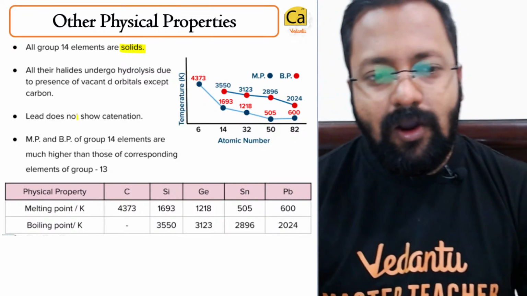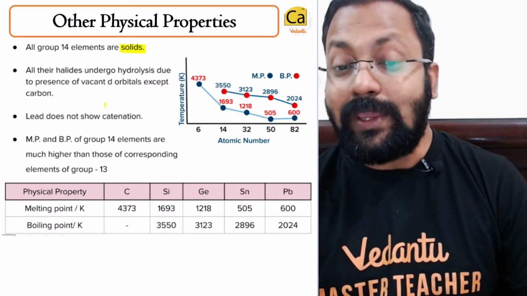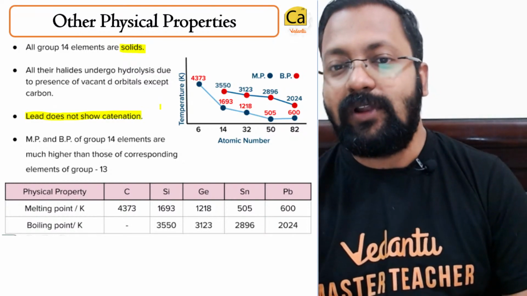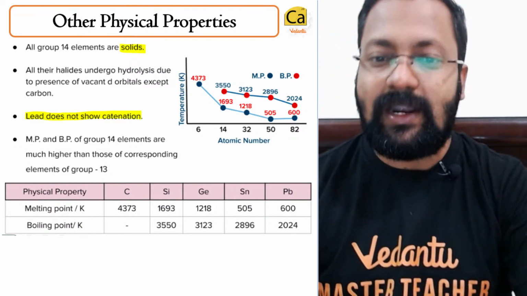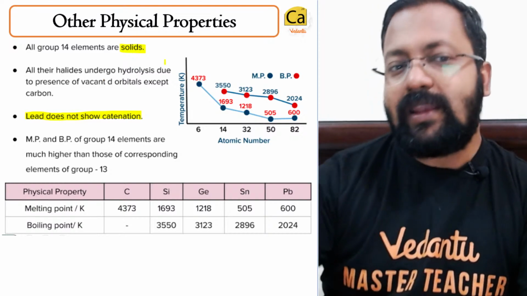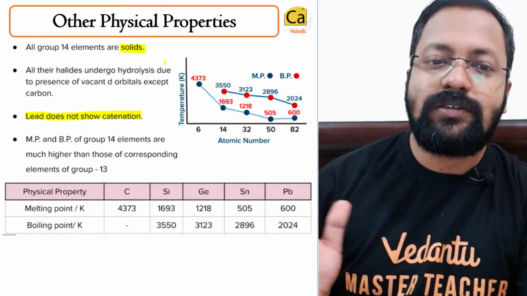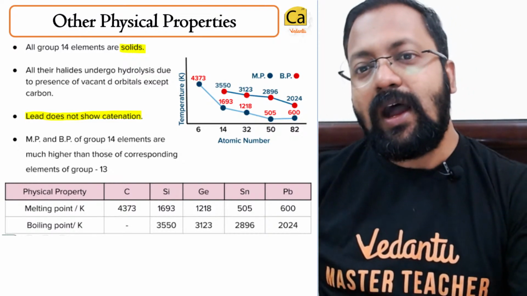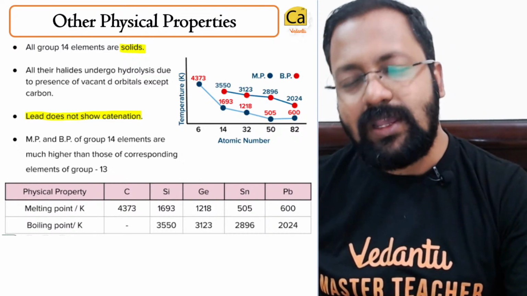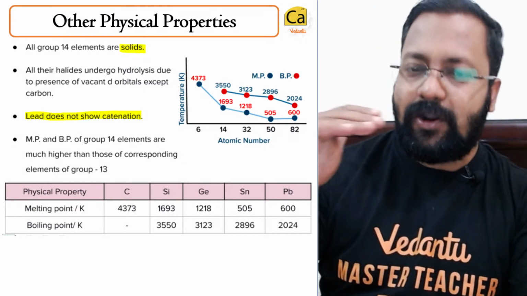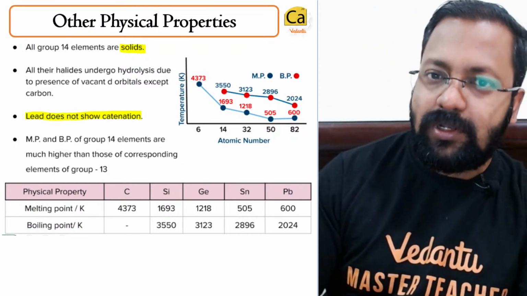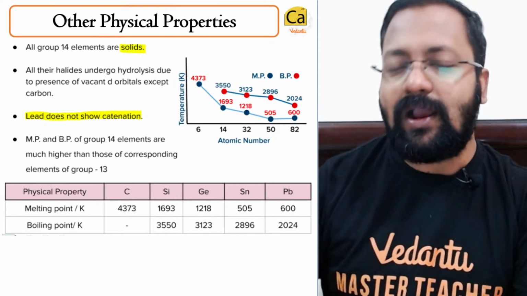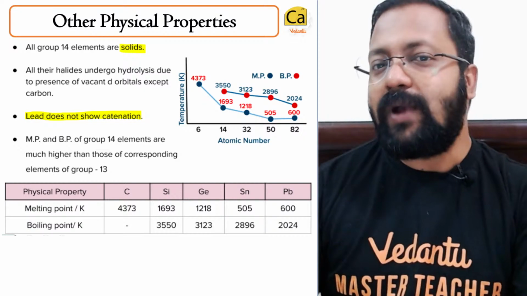Okay, all of them show catenation except lead. Lead does not show catenation. All their halides undergo hydrolysis because of presence of d orbital. This we'll read later on, that how does this hydrolysis takes place. For now बस याद रखो कि hydrolysis of their halides is possible because of presence of vacant d orbitals, except carbon. कार्बन के हैलाइड्स को आप हाइड्रोलाइज नहीं कर सकते.